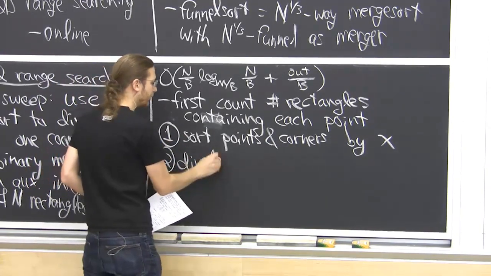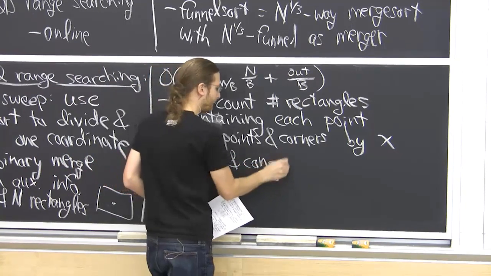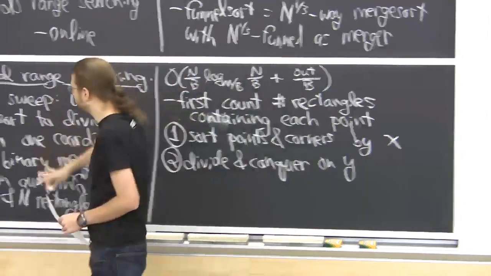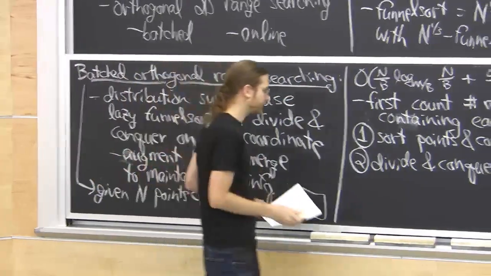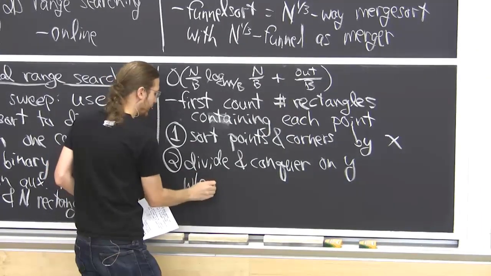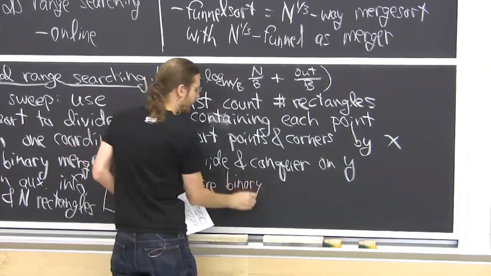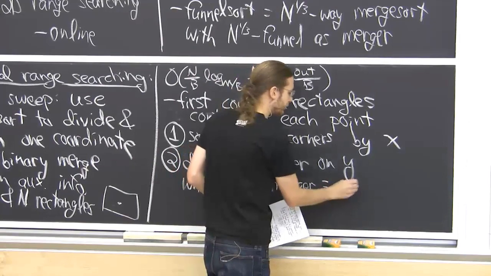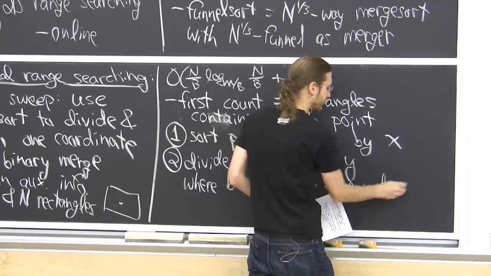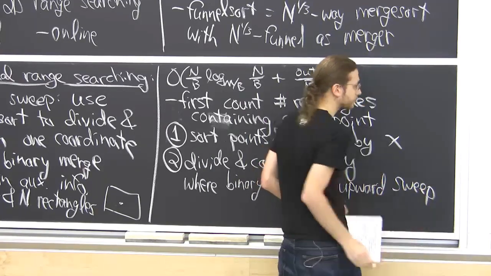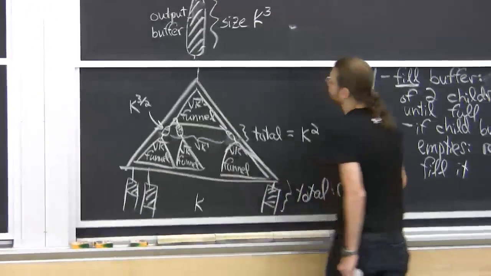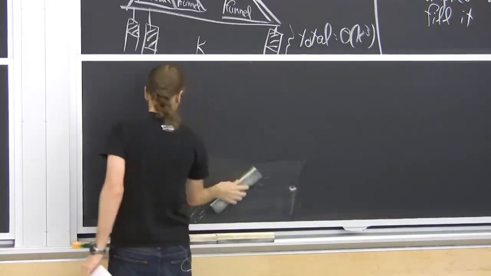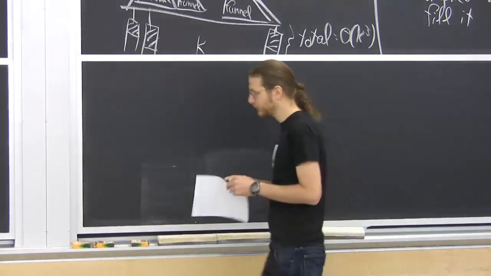Then we're going to divide and conquer on y via distribution sweep. And here, our binary merger is going to be an upward sweep line algorithm. So let's talk about that sweep line algorithm.